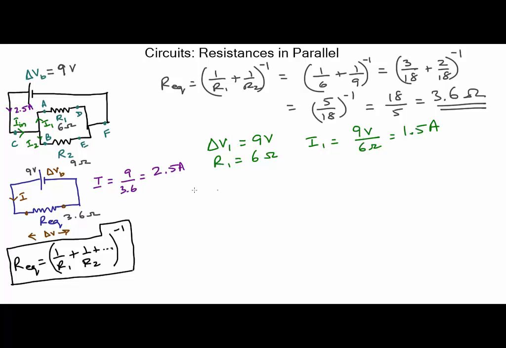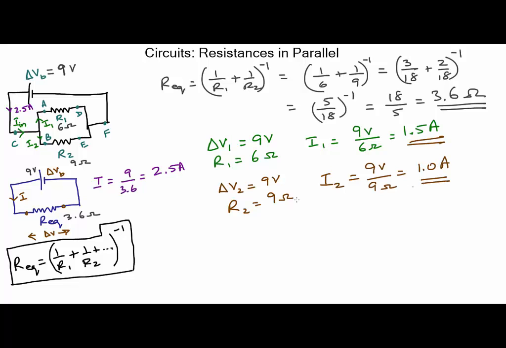And similarly, I can do the current for I2. I know delta V2 is also 9 volts in this case. Potential difference across resistances in parallel is the same. And in this case, it's the same as the battery's potential difference because there are no other resistances. So then I've got 9 volts and 9 ohms, which will give me I2 as 9 volts divided by 9 ohms, which is 1.0 amps.